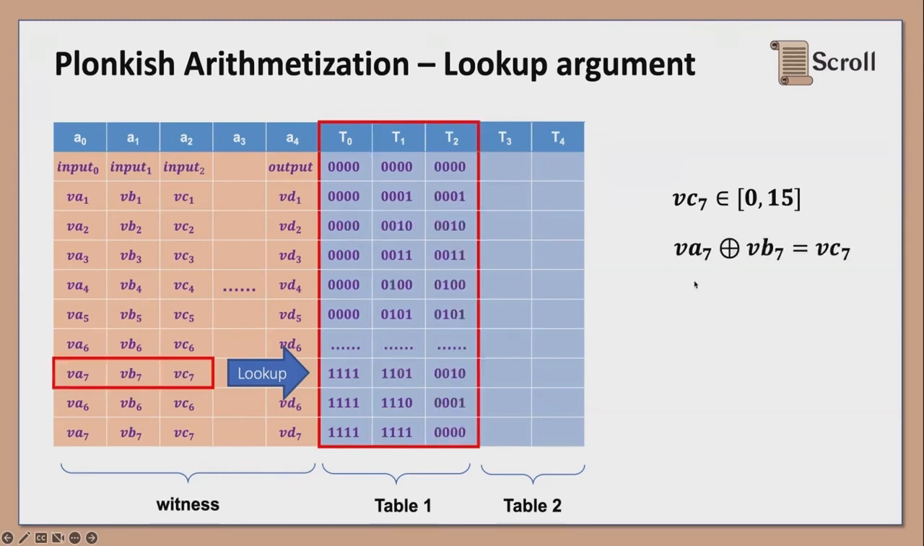And similarly, for a tuple, if you want to prove that V7 XOR VB7 equals VC7, instead of decomposing all the variables into bits and doing bitwise operations, you can have a fixed, preprocessed table storing all the possible relationships for XOR, and prove that this tuple belongs to this table, and that's it.